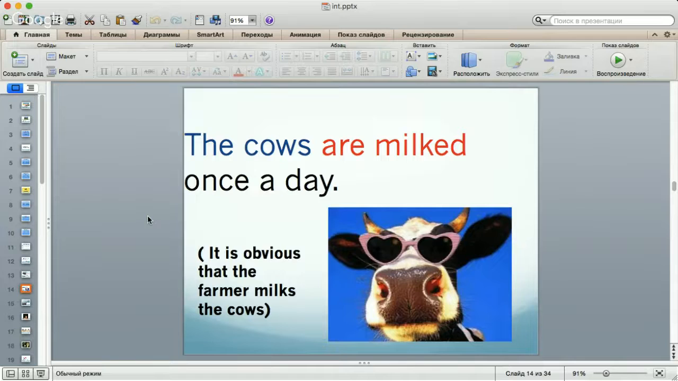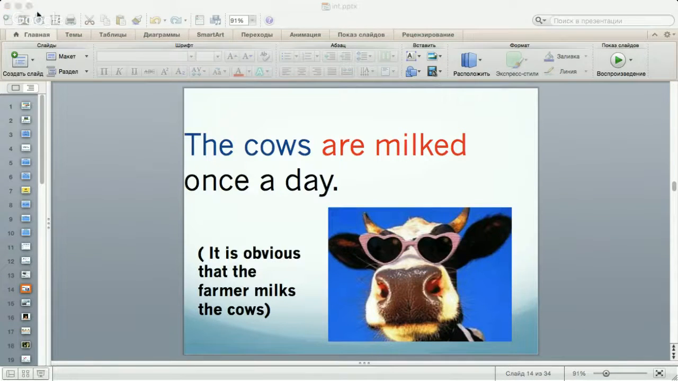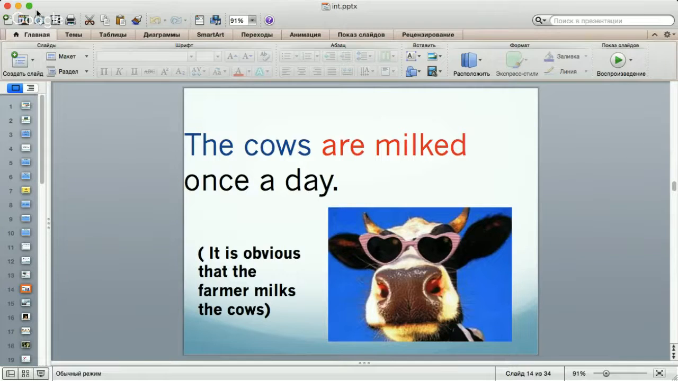And the next one. Okay. So the cows are milked once a day. So it is obvious for us that the farmer milks the cows, because if you're an office worker, you're definitely not keen on milking the cows, so why should you? And why should we even mention that only farmers can milk the cows? It is just very, very clear from the context. So there is no need to mention the person who is responsible for that. So that's why we use passive voice.